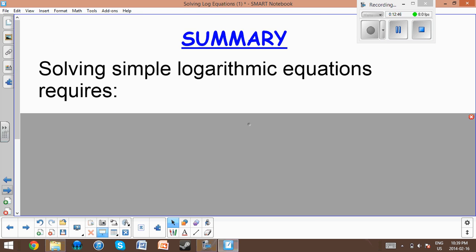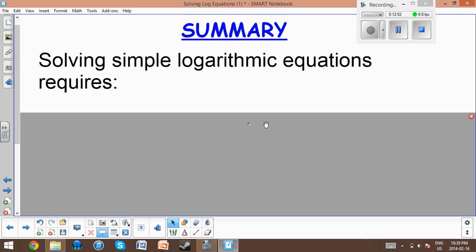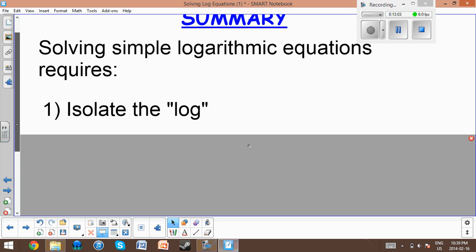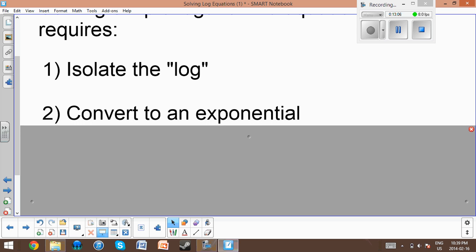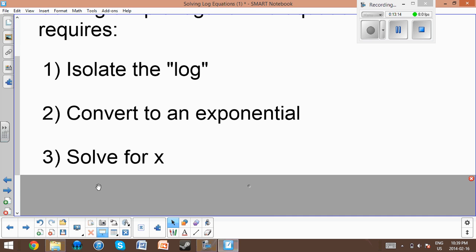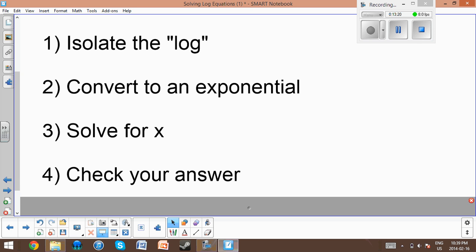At this point, we have the summary of the first lesson of logarithmic equations, which describes what we need to do to solve simple logarithmic equations. First, we would have to isolate the log using simple algebra, either by adding or subtracting or multiplying, dividing both sides. Then we would have to convert to an exponential and solve for x after that using simple algebra. And always remember to check your answer for any extraneous solutions or no solutions.